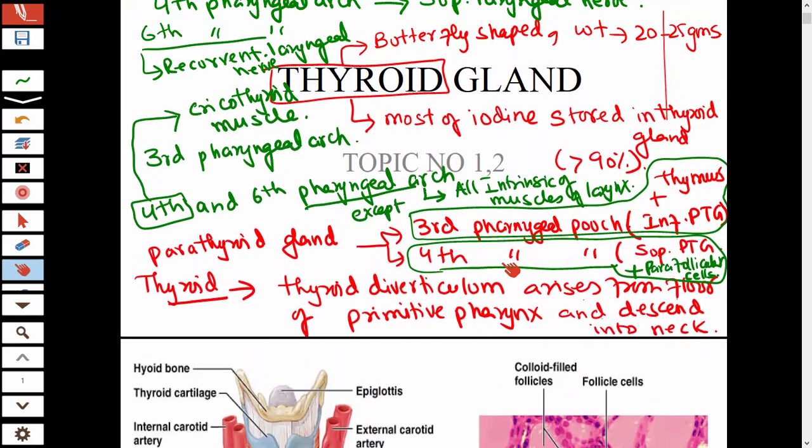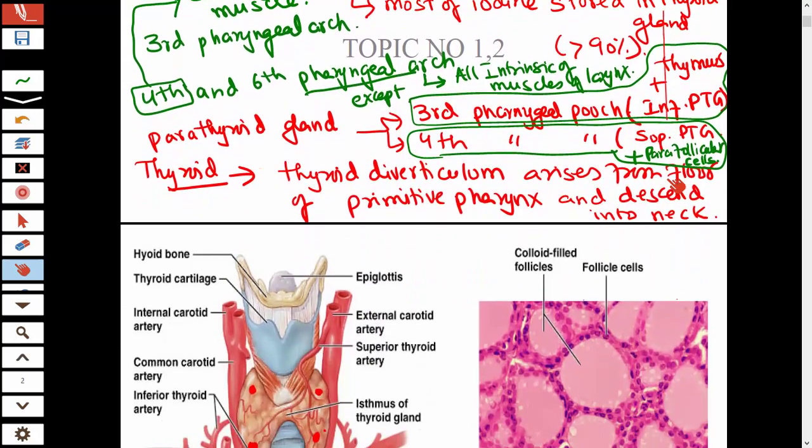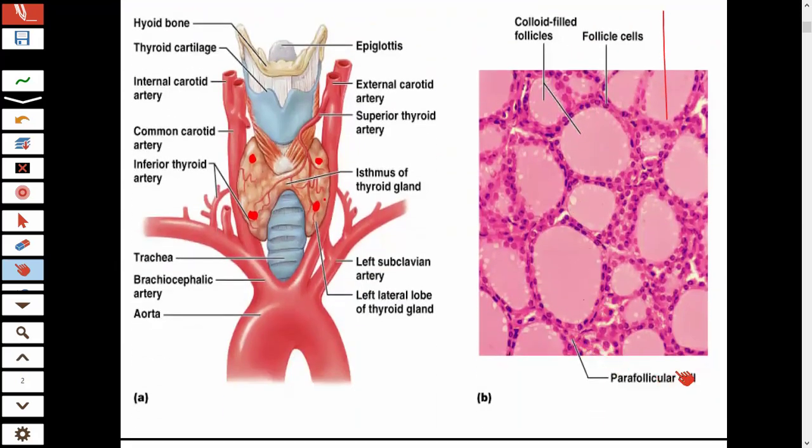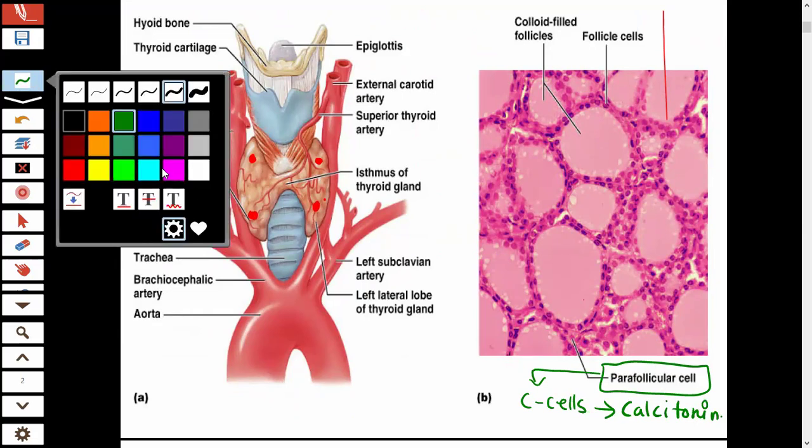What is developing in the fourth pharyngeal pouch? Your superior parathyroid glands along with your parafollicular cells. These parafollicular cells are also known as C cells. I will show you in the diagram here. These are your parafollicular cells. So these parafollicular cells, please remember, are also known as C cells, and they are going to release calcitonin and help in the regulation of calcium. Okay, so these are your parafollicular cells.